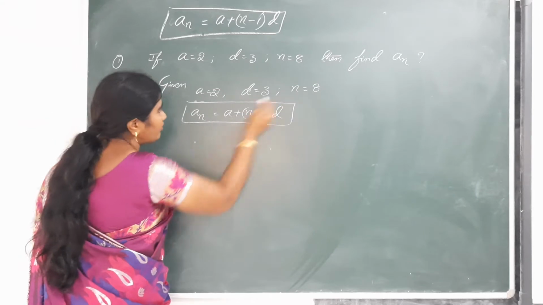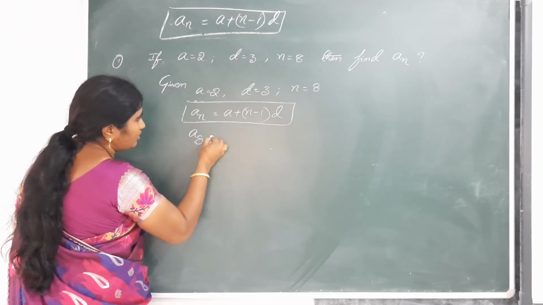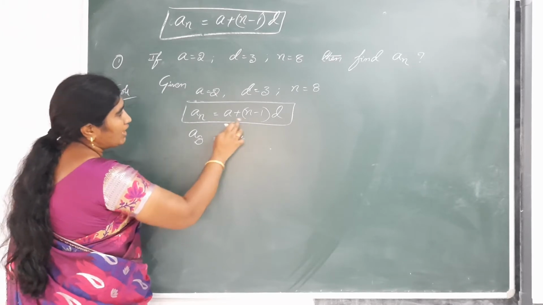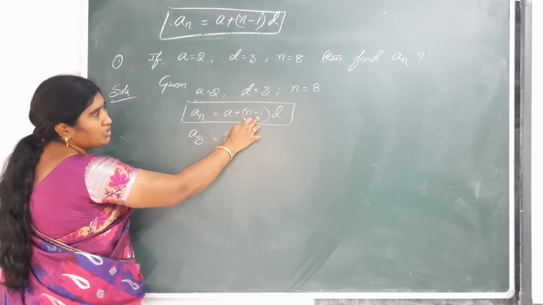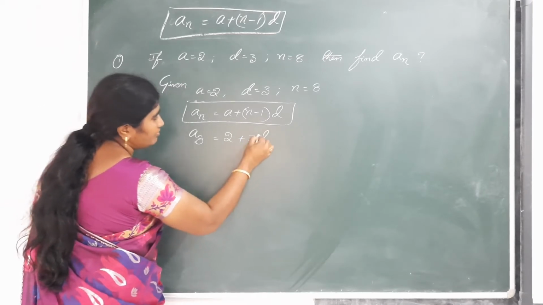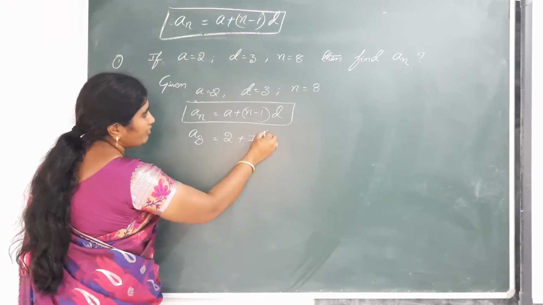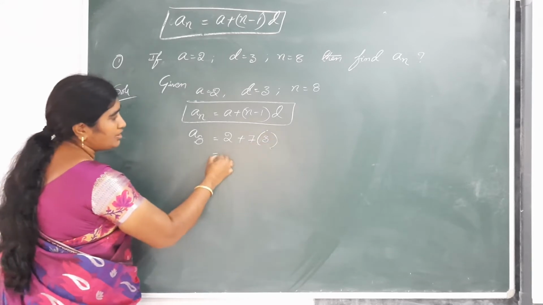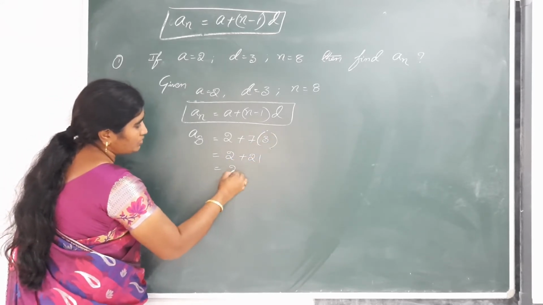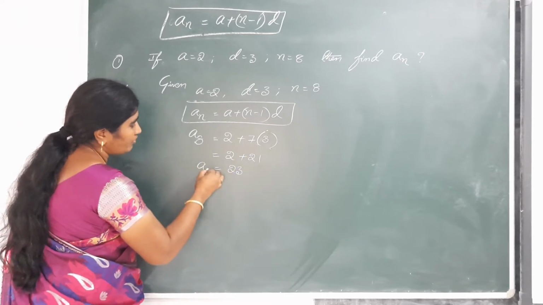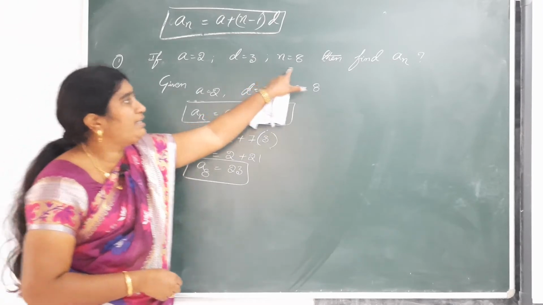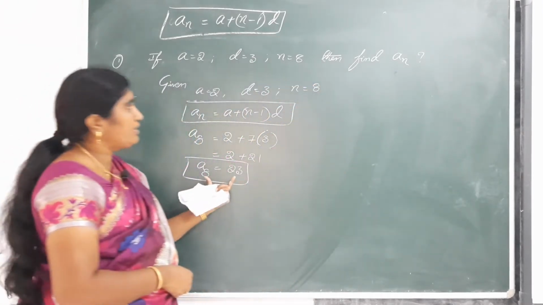Here the n value is 8, so a8 equals a, the a value is 2, plus (n minus 1), here 8 minus 1 is 7, times d. The d value is 3, so that equals 2 plus 7 times 3, which is 21. a8 equals 23. The 8th term of the AP, or an, equals 23. If n equals 8, an equals 23.